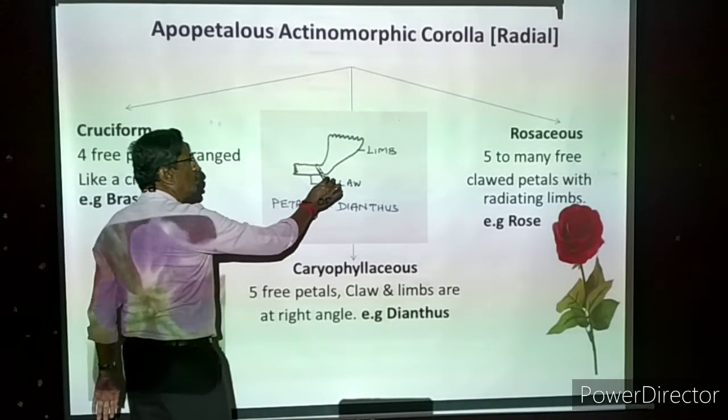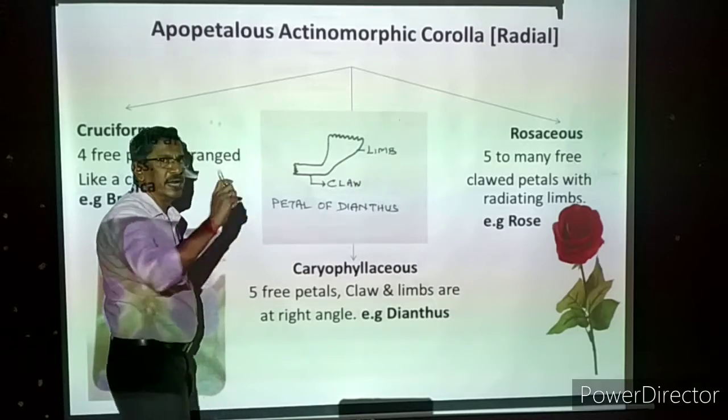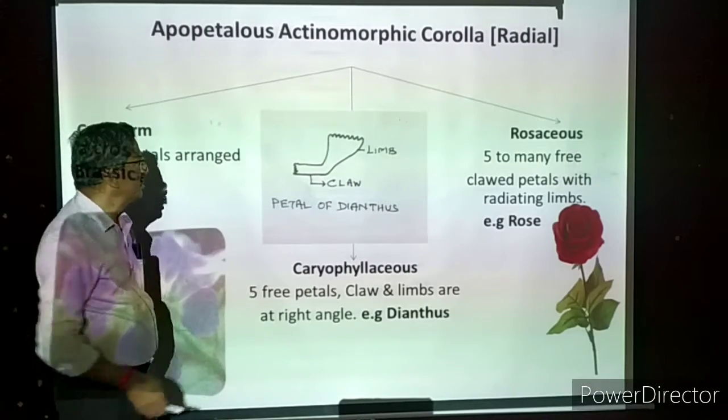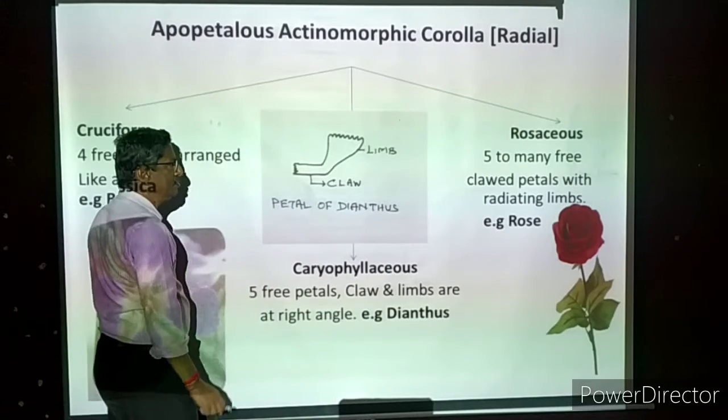Say in that petal, one portion of the petal will be very broad. It will be very, very broad in nature. It will be projecting out. This broad portion of the petal is called a limb, L-I-M-B.